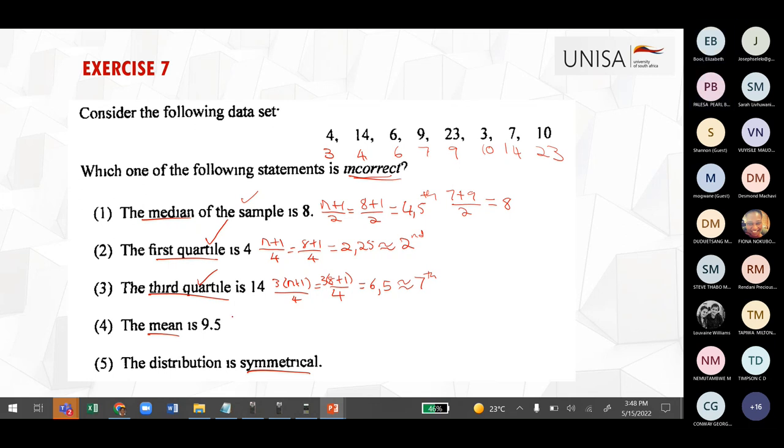The mean, the sum of all of them divided by how many they are. You add all of them, divide by how many they are. It's 76. That's the sum divided by 8.